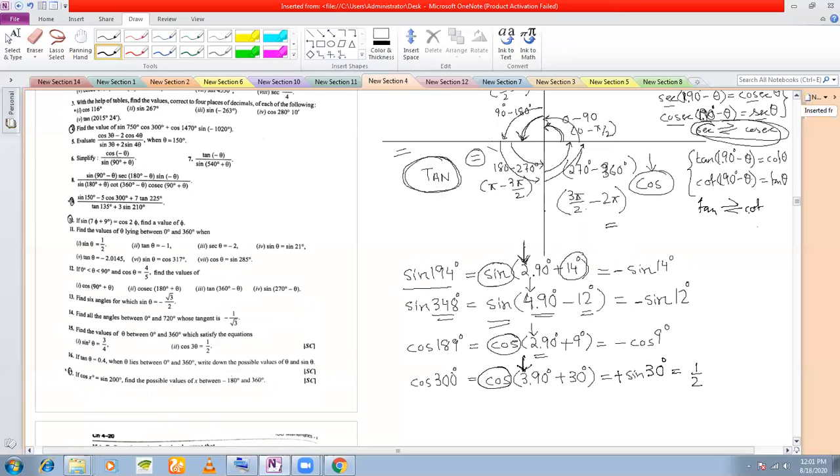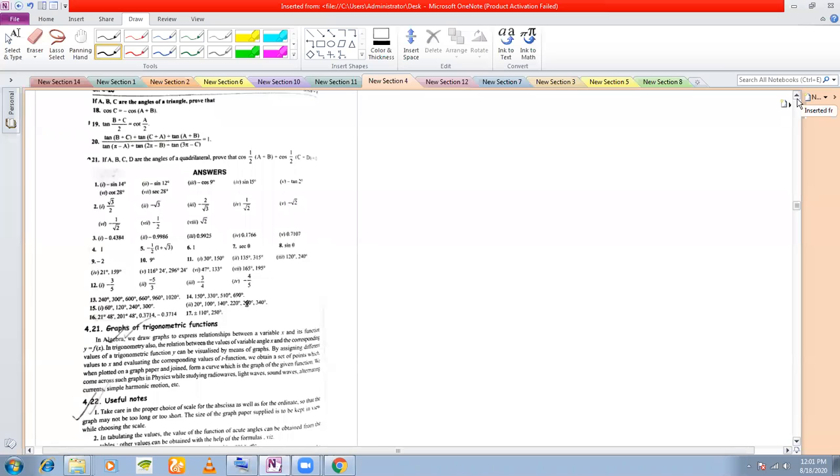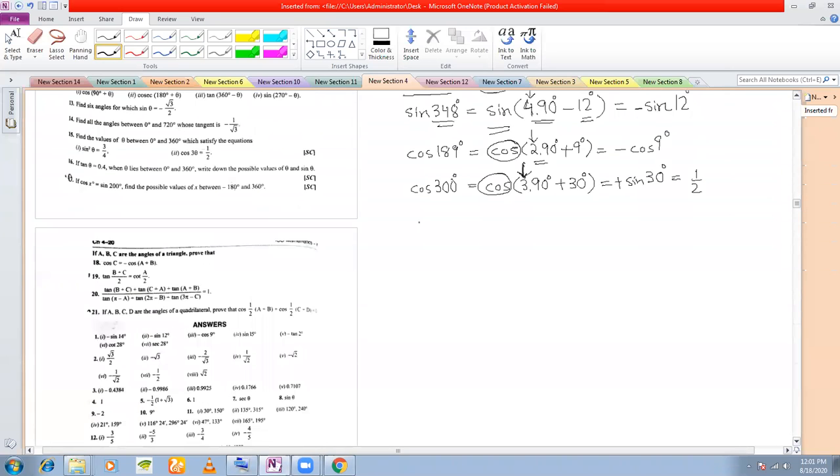Understood this? Let us try tan 300. Same thing with a different trigonometry function, but this time we'll try an even multiple. Tan 300 can be written as 4 into 90 degree, which is 360, minus 60. Right? Now let's see. First of all, we have an even multiple of 90 degrees. So tan will remain tan.